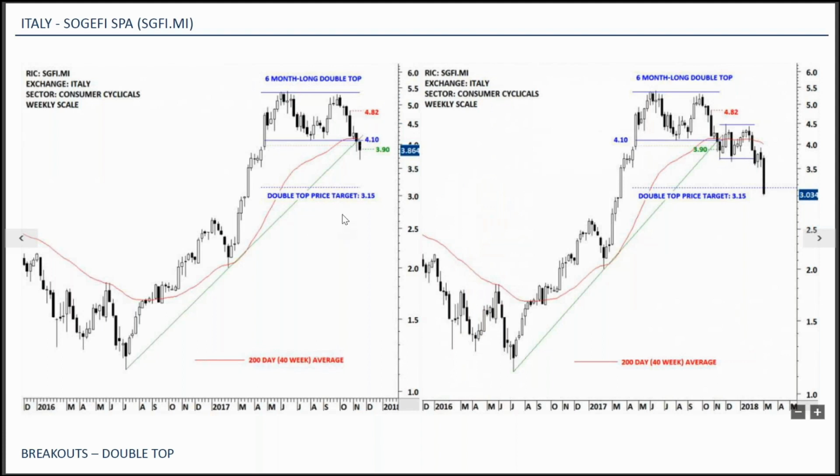Why do I like this double top? First of all, you have a trend line that is breaking down. You have the lower boundary of this consolidation breaking down, and you're also breaking down the 200-day moving average. So it is a clear 3 signals coming at the same time. The breakdown takes place. The stock consolidates for a couple of weeks and then continues lower to the chart pattern price target.